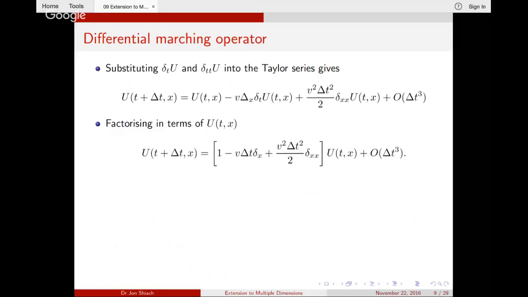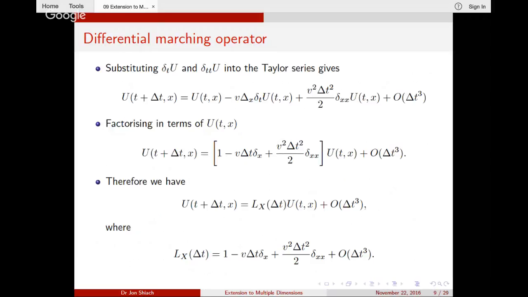Okay, what we do is factorize out all of our instances of u. So we've got one instance of u there, one u there, and one u there. If I factorize those out, the contents of the square bracket is the factors of u, I get this. That square bracket is my L_delta_T. So that is my marching operator for that advection equation. So this is what we wanted to find, this L of delta T.